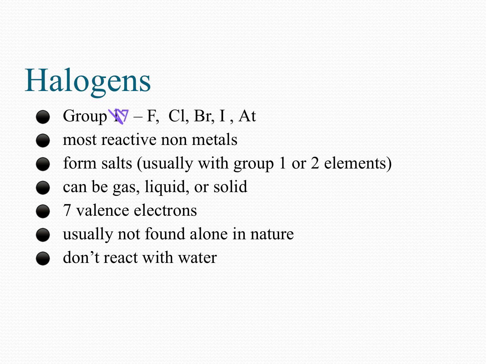Group 7 is called the halogens. They are very, very reactive non-metals. Let's try to brainstorm here about why they would be so reactive.